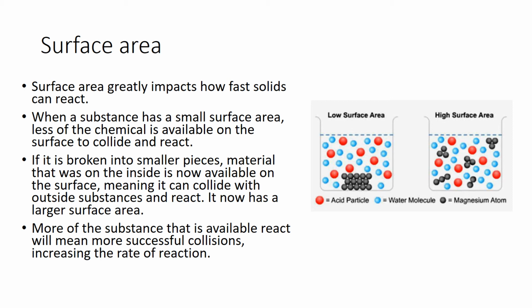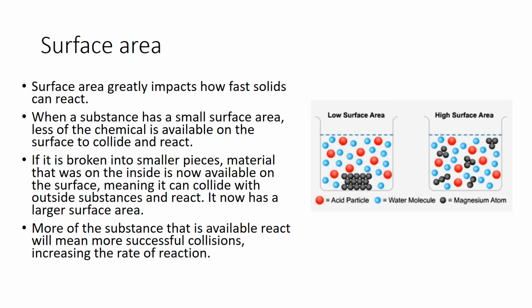Now, when we're looking at collision theory in terms of a solid reacting with an acid around it, for example, we can see that the particles in the middle of the magnesium in the diagram labeled low surface area can't collide with any acid particles surrounding it. So all those magnesium atoms in the low surface area beaker, the ones in the middle, are unavailable to react.